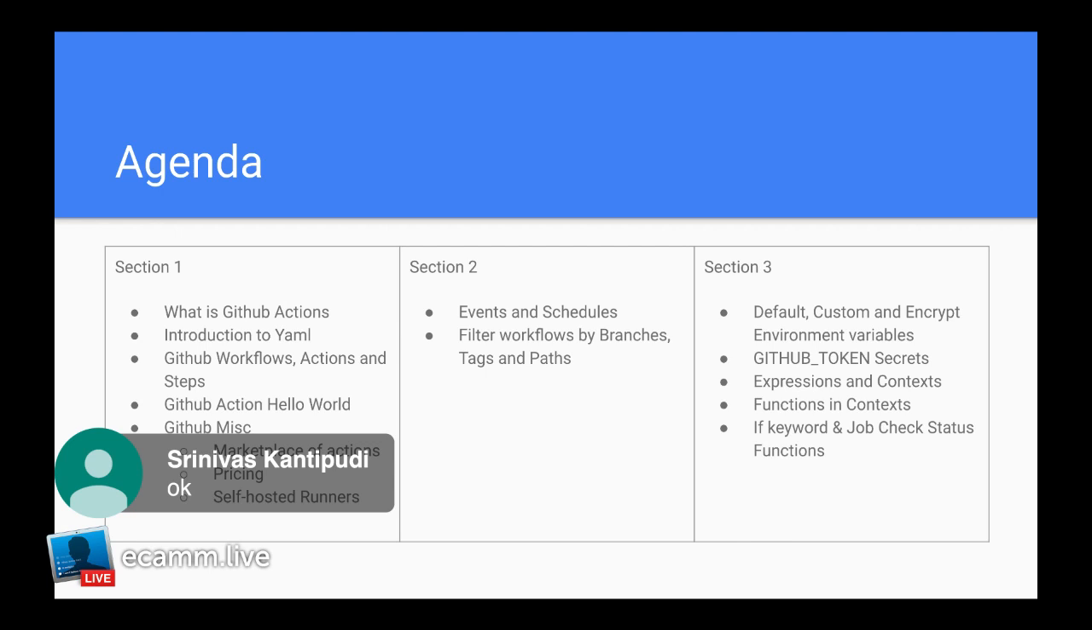session. And in the second section, we are going to see what events are, how we schedule these workflows, and how we can filter based on certain criteria. And in the third section, we are going to see how we set up environment variables, how we can set up secrets, how we can read secrets, what expressions are, what contexts are, and how we can use functions and also secrets inside context, and also how we can do a conditional check so that only if a certain condition is met, we trigger a certain workflow.